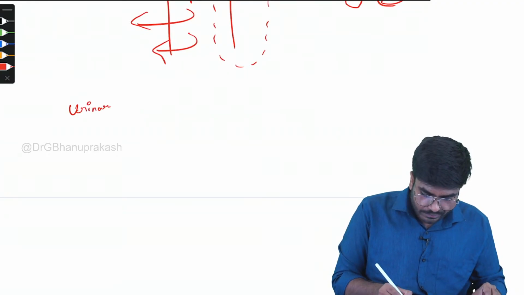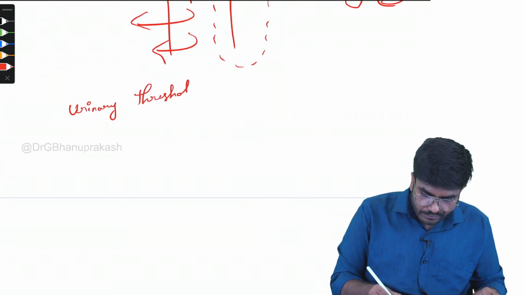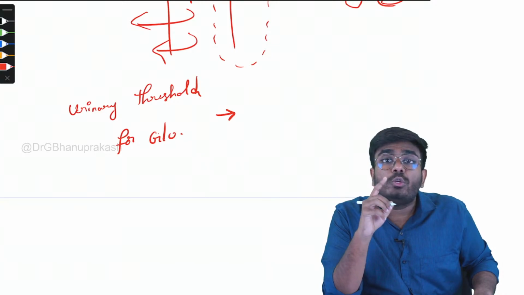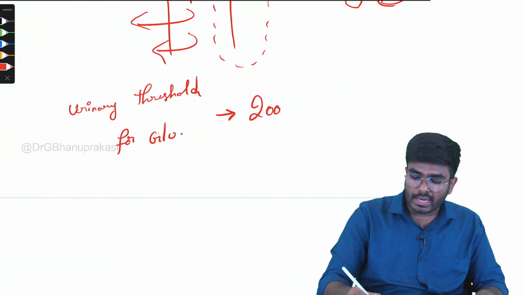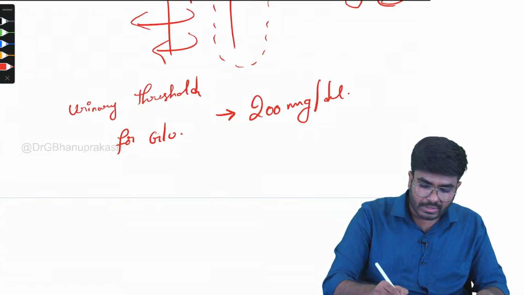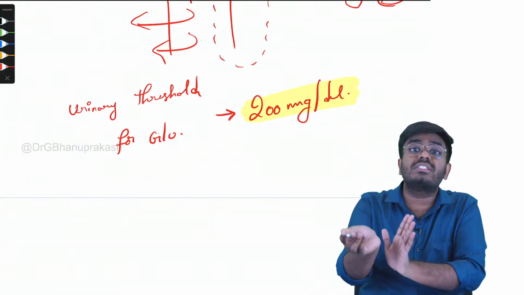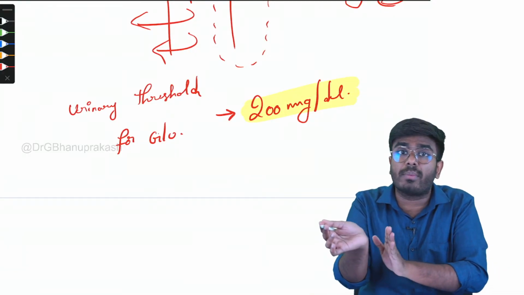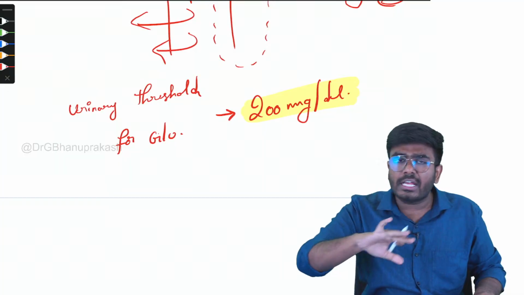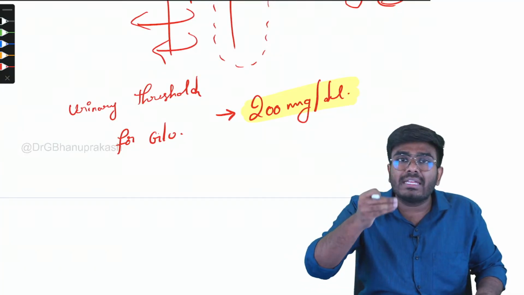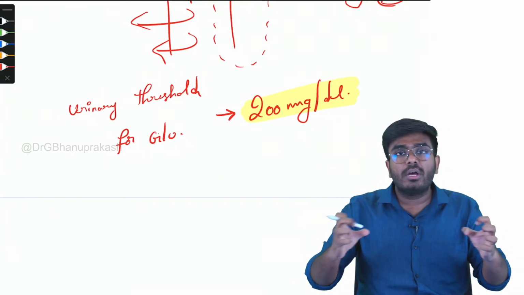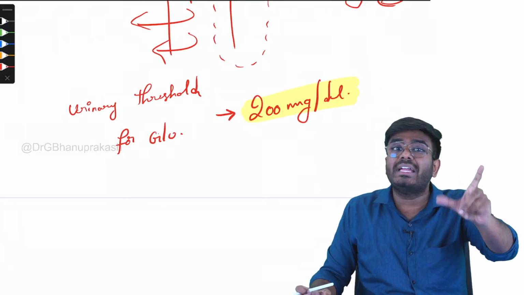Urinary threshold for glucose. What is the urinary threshold for glucose? The urinary threshold for glucose is 200 milligrams per deciliter plasma glucose concentration. If you are having this much amount of glucose in your blood, now glucose will start to appear. Not entire glucose is coming. Now glucose is starting to leak out. Why? Because all the nephrons are not having a capability to reabsorb all this glucose. So some glucose will start to leak out.